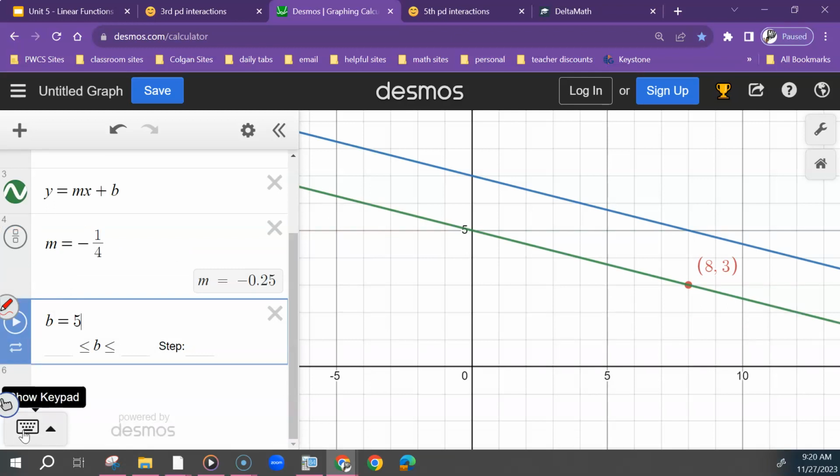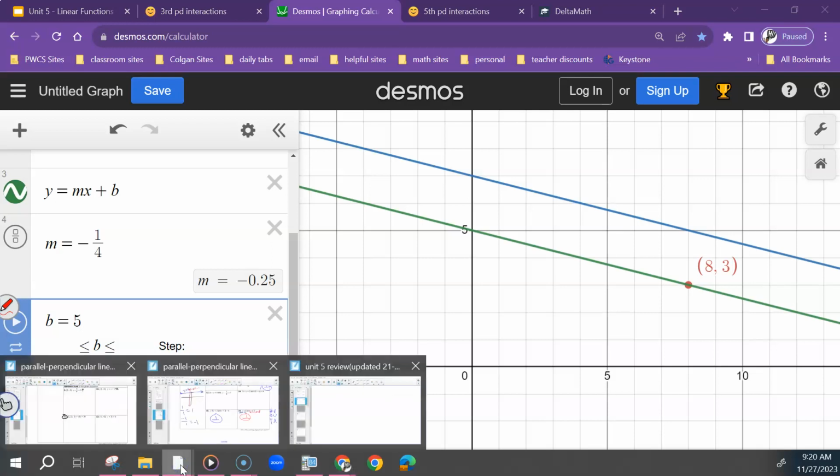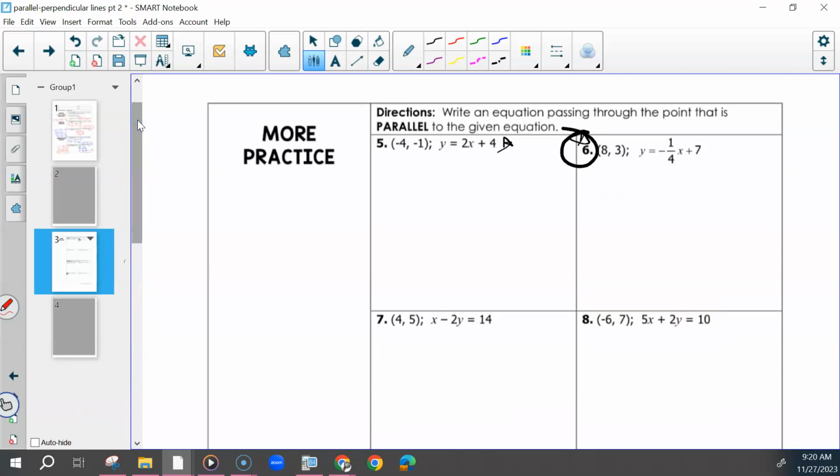And then we can see that the slopes are parallel. It goes through that point. So your equation that you would write, and for the practice part, you can use this on Delta Math as well, just you won't be using this on the test, on the quiz. But your equation that you would write would be y equals negative 1/4 x plus 5. We're going to do that one again, but does anyone have questions on how we just did that in Desmos?